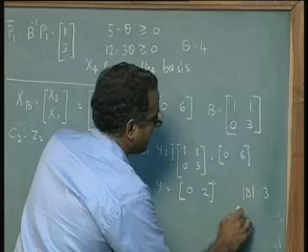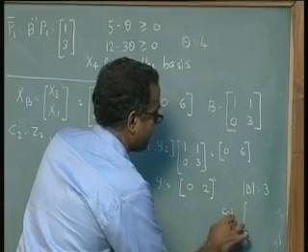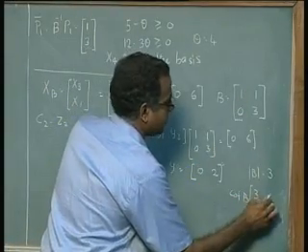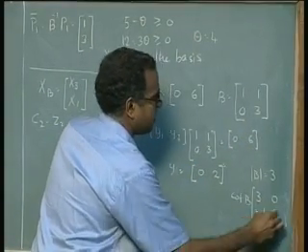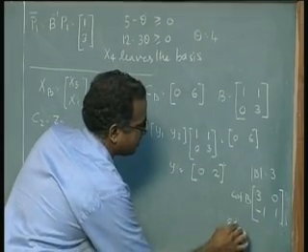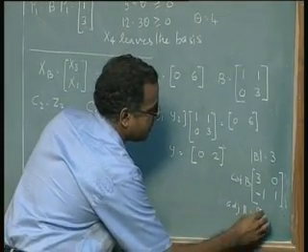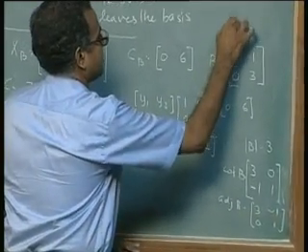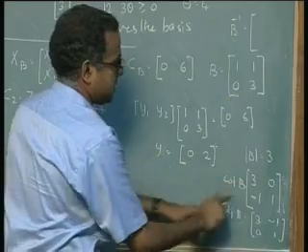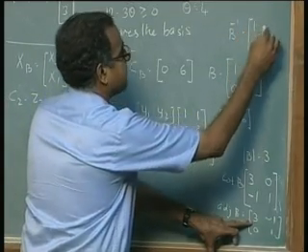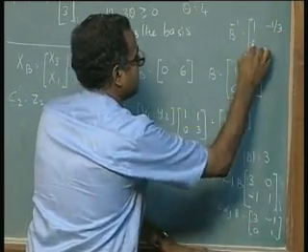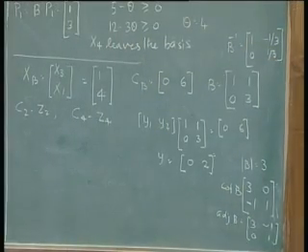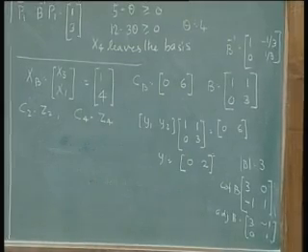Now, cofactor B will be 3, 0, minus 1, 1. Adjoint B will be 3, 0, minus 1, 1, and determinant of B is 3. B inverse for this will be adjoint by determinant: 3 by 3, 1 minus 1 by 3, 0, 1 by 3. This will be B inverse.